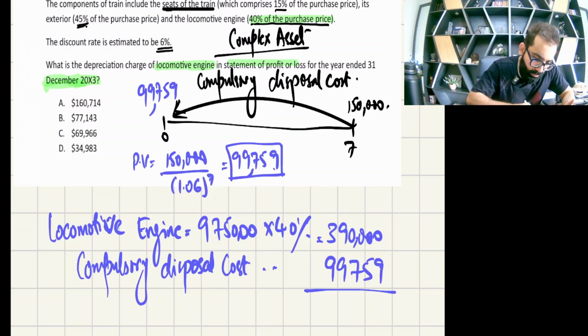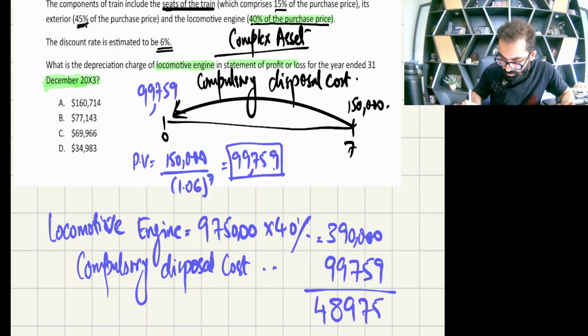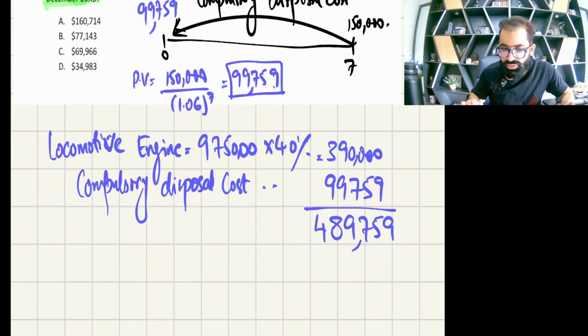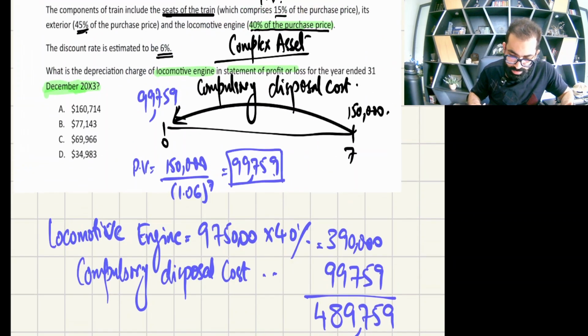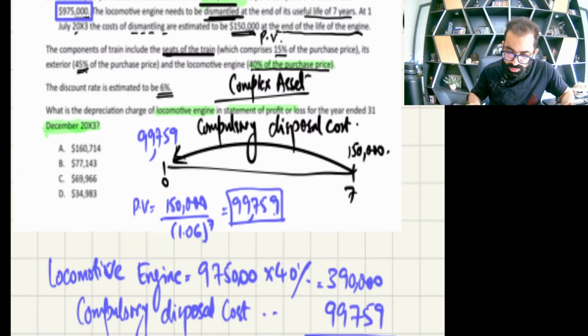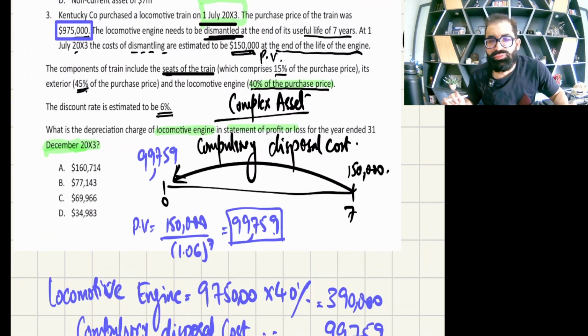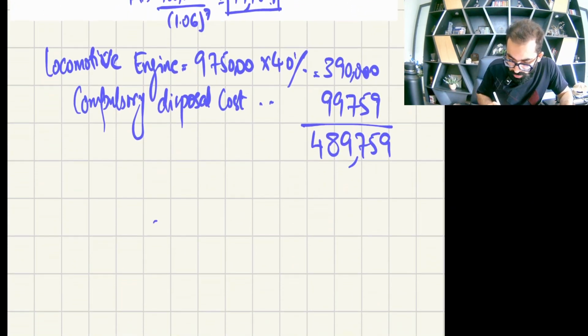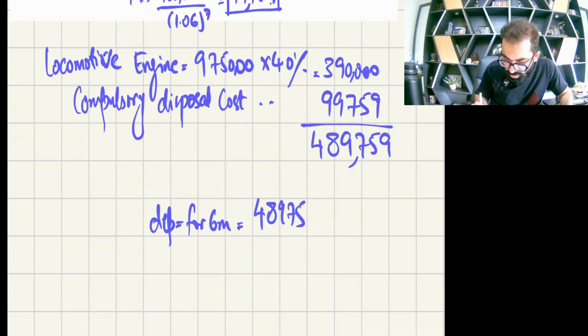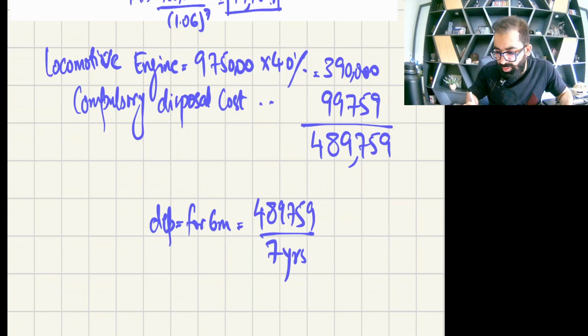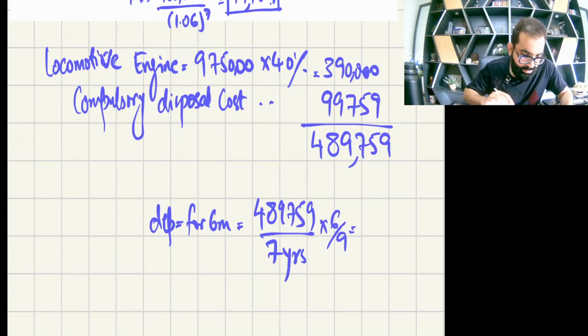So 489,759 is your total asset cost. Now, what is the life of the asset? 7 years for this locomotive engine. So your depreciation we need for 6 months only. It will be 489,759 divided by 7 years. It will be per annum. This answer will be per annum into 6 upon 12. That's it.